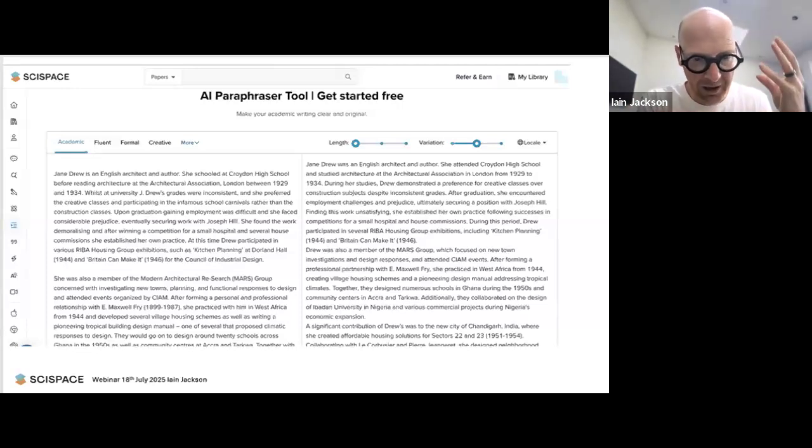Now, would I simply submit the paraphrased version? No, that would be foolish. But I would copy and paste it back into Word and start the refining and editing again. I may not like everything. I may want to rephrase a sentence in a slightly different way. So I'm using it as a copy editor.